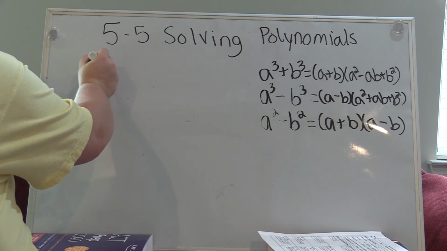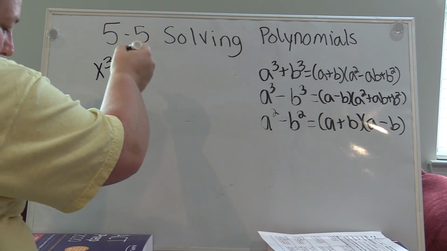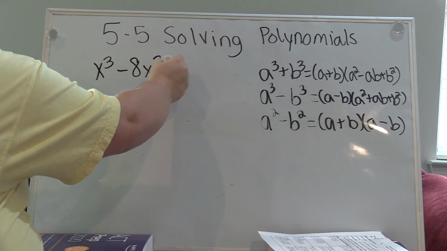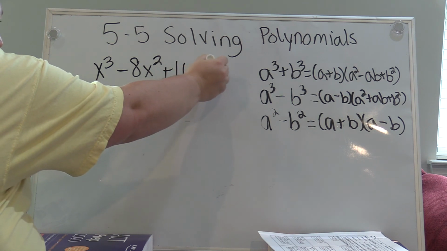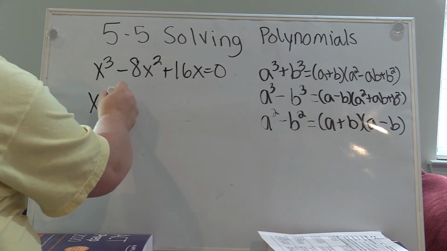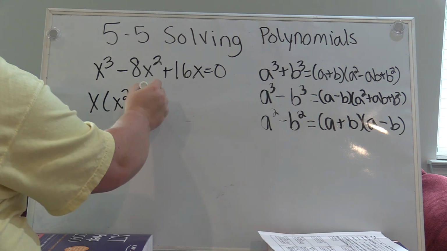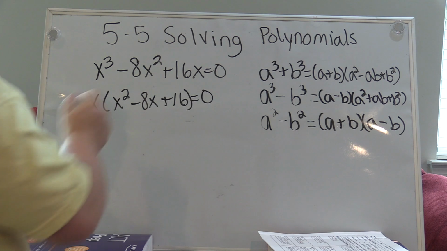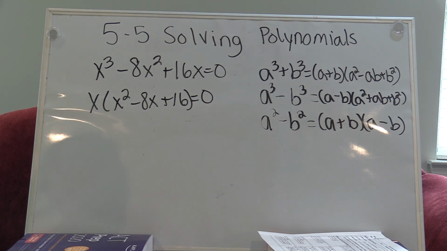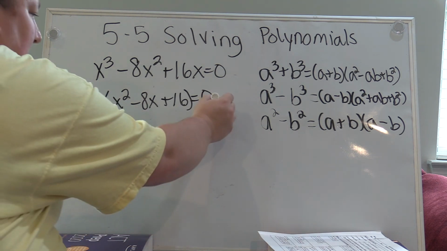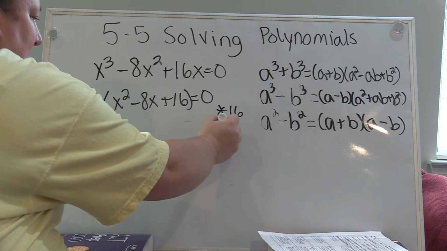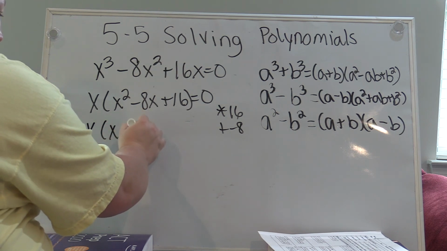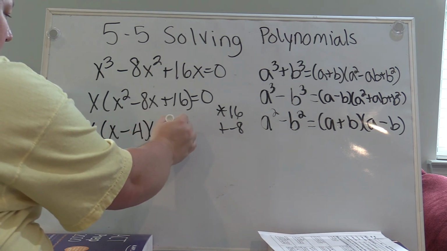So now I have x to the 3rd minus 8x squared plus 16x equals 0. My GCF here is x. So what two numbers multiplied together to be 16 and added together to give me negative 8 will be negative 4 and 4. Ooh, negative 4 and negative 4.